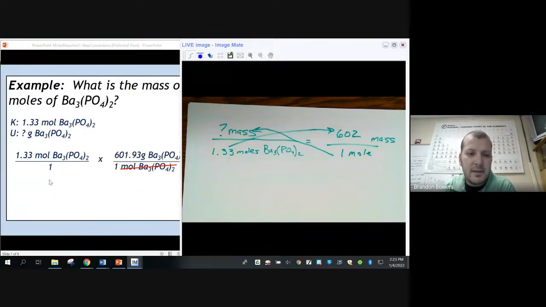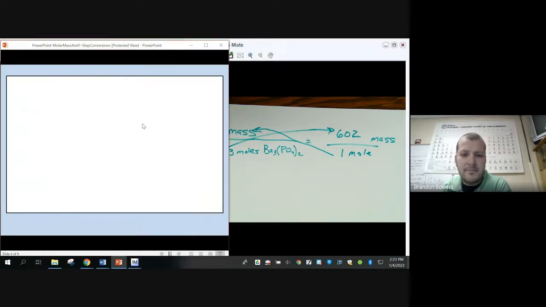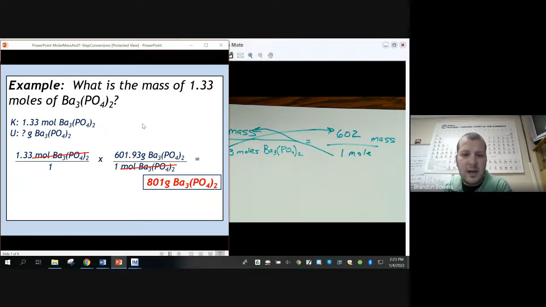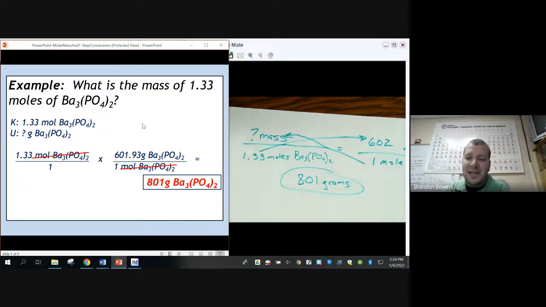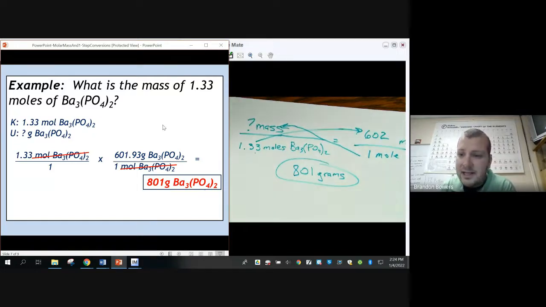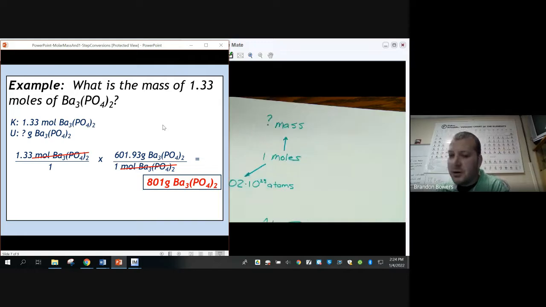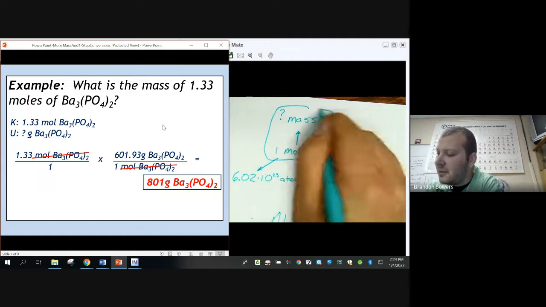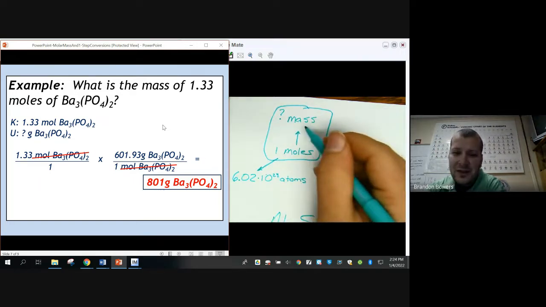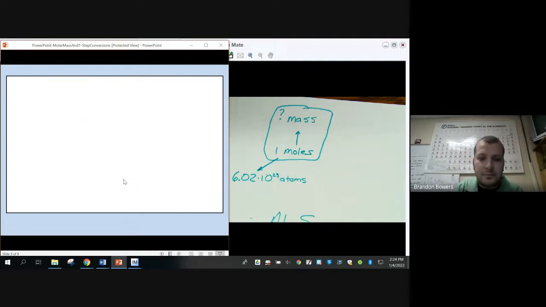So your answer should have been about 801 grams. As you can see, it's about the same thing as yesterday: cross multiply and divide. But instead of using Avogadro's number, we're not using that anymore. We're not using this yet. All we're focused on is this zone. You've got to find the mass of the elements on the periodic table.